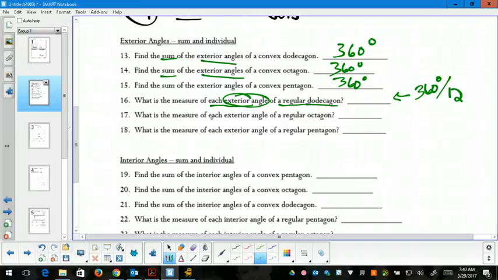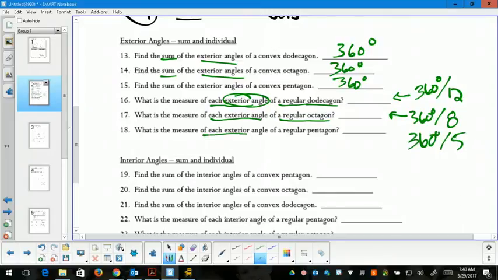Same thing here. Each exterior angle of a regular octagon. If it didn't say regular, I couldn't split it equally. But because there's 8 angles on an octagon, 360 divided by 8 will give me the measure of each exterior angle on the octagon. 360 divided by 5 will give me each exterior angle on a regular pentagon. You gotta be careful that it doesn't say interior, because that's something different.